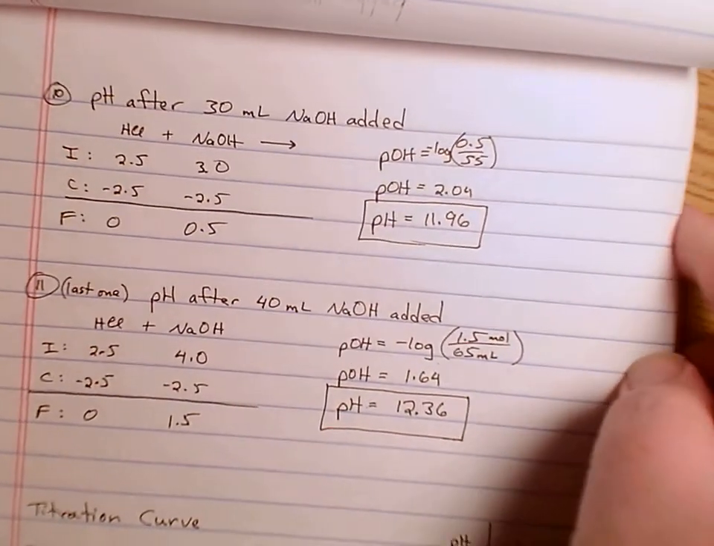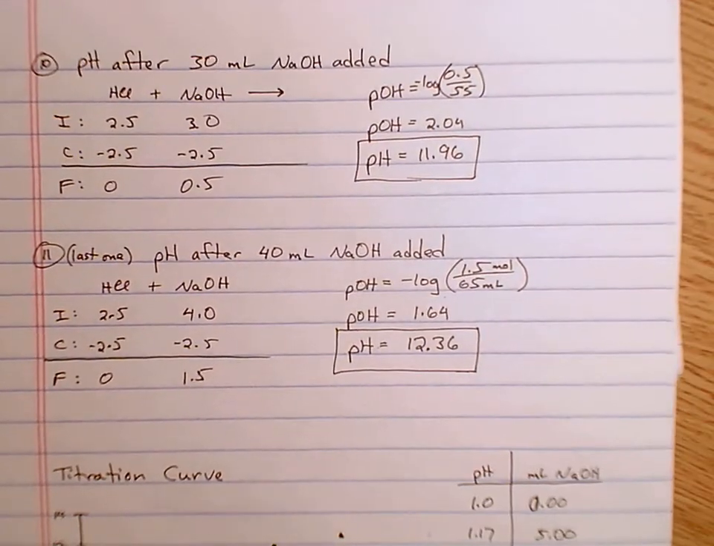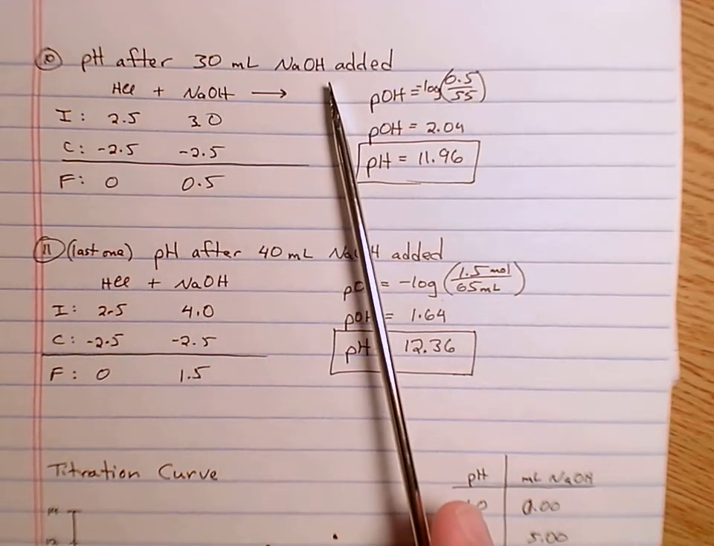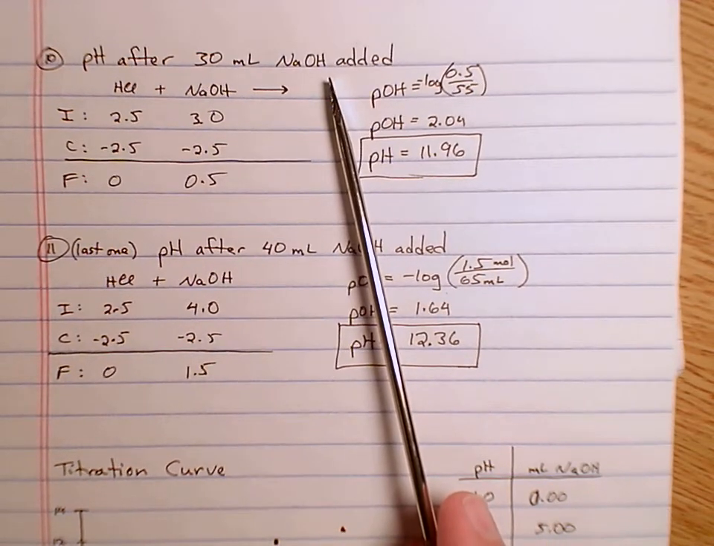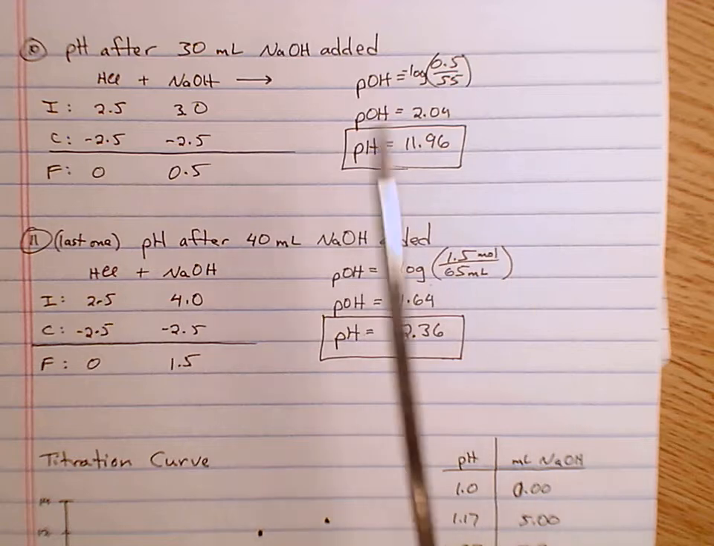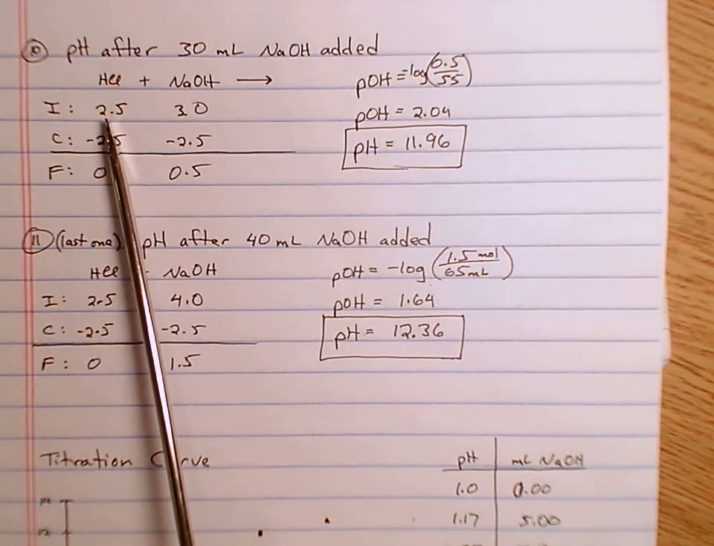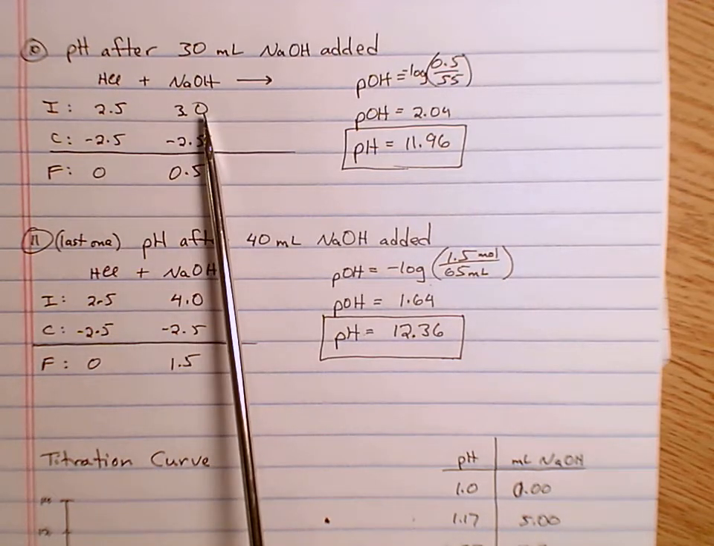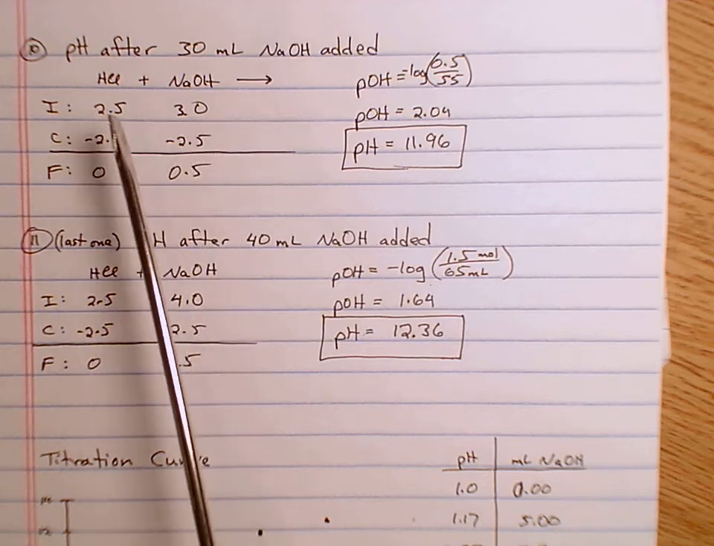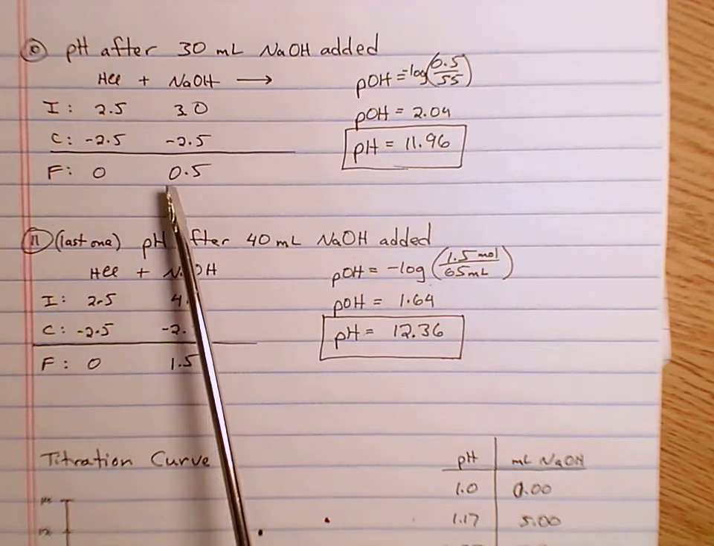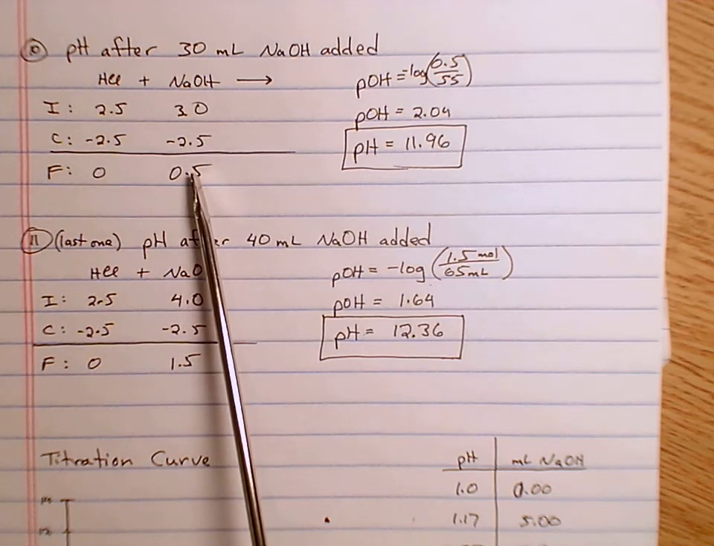Let's keep on going. Let's add 10 extra milliliters. Let's add our 5 extra milliliters. Let's say 30 milliliters of NaOH added. And it's the same calculation. Our initial HCl is 2.5. Now we've got 3.0 millimoles of NaOH. HCl is the limiting reagent, so I get 0.5 millimoles of NaOH left over.